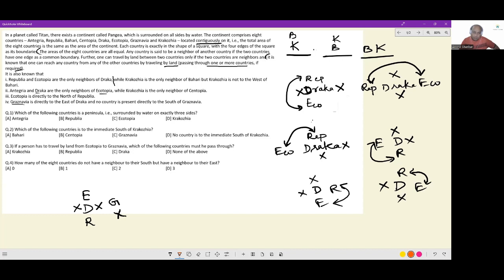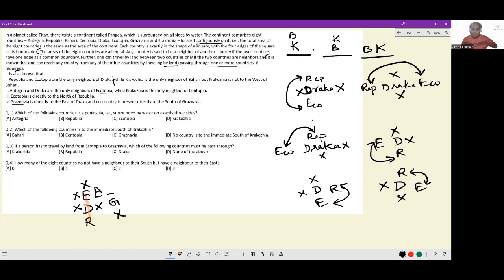Now see, from Republia, you can go to Draka, you can go to Ecotopia, but you also have to come to Grasnavia in some manner, which would mean these two spots need to have some countries here. Now, Ecotopia's neighbor has to be Antegeria, so this has to be A. And given that Antegeria and Draka are the only neighbors of Ecotopia, this is an empty spot and this is an empty spot.